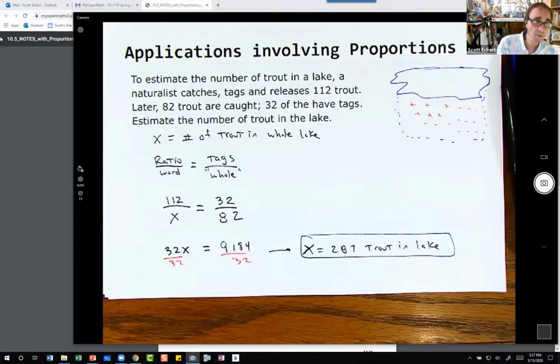So Christy, you hung in there all the way to the end. Do you want to ask me any questions about the proportions?